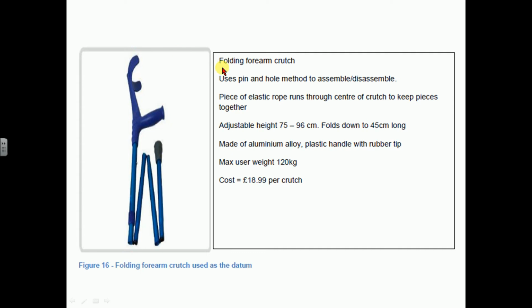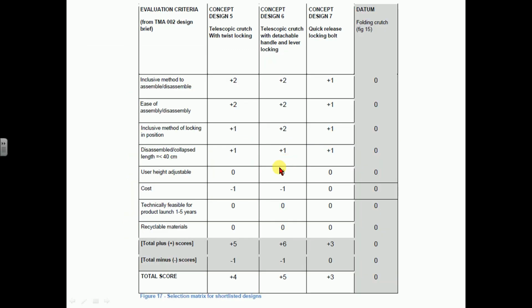This is actually a datum, so I'm comparing it to a datum solution, so I'm telling you what the cost is, and I'm giving you the breakdown of the materials and so on. So this is a good way to present my datum that I'm going to compare to my other designs. Datums are all listed 0 there.